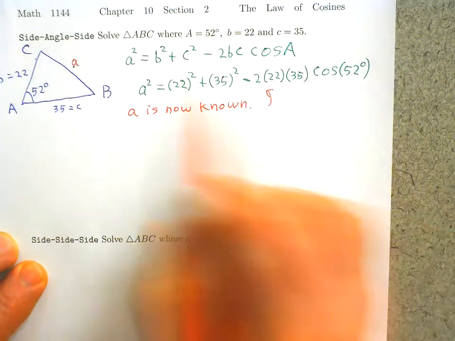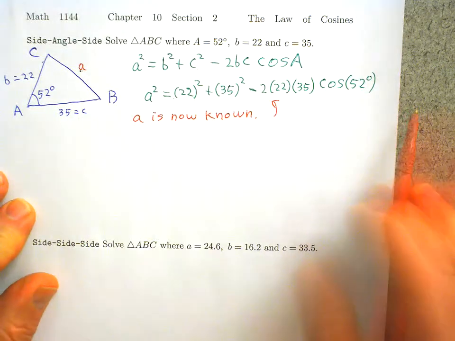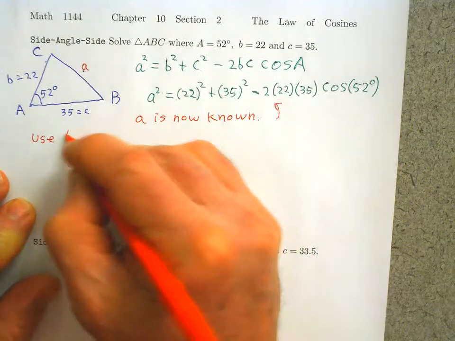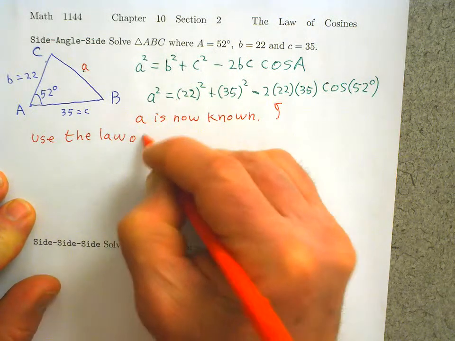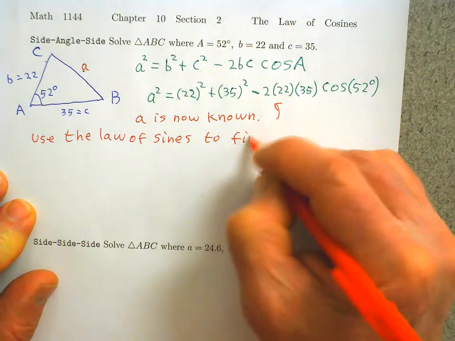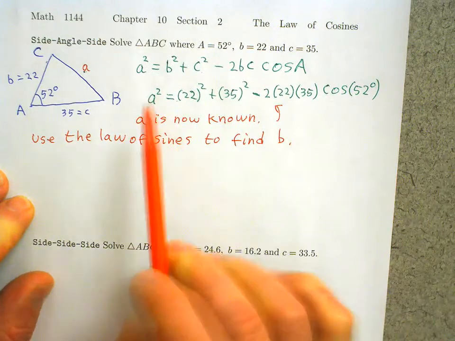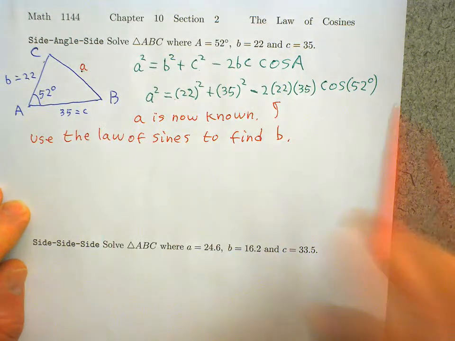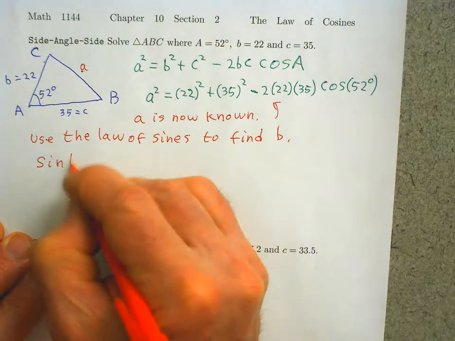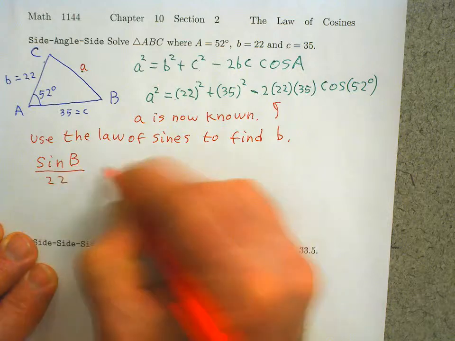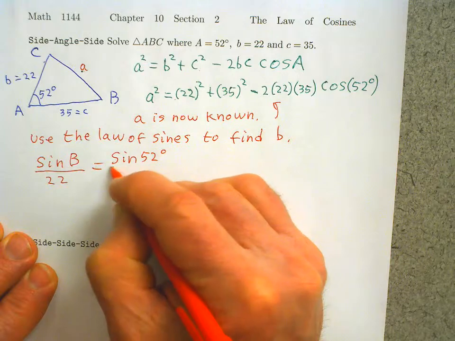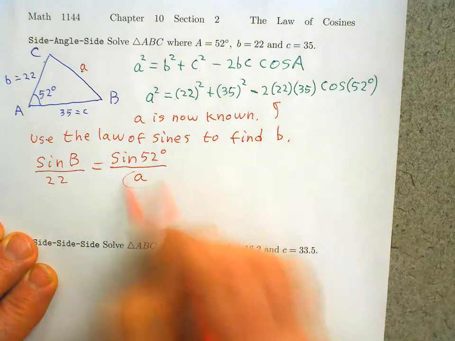By taking the square root of the right-hand side. And then we can use the law of sines to find angle B. So we use the law of cosines to help us find another side, and then to find angle B, we write sine of B over 22 is equal to the sine of A, which is 52 degrees, divided by A, which is now known.